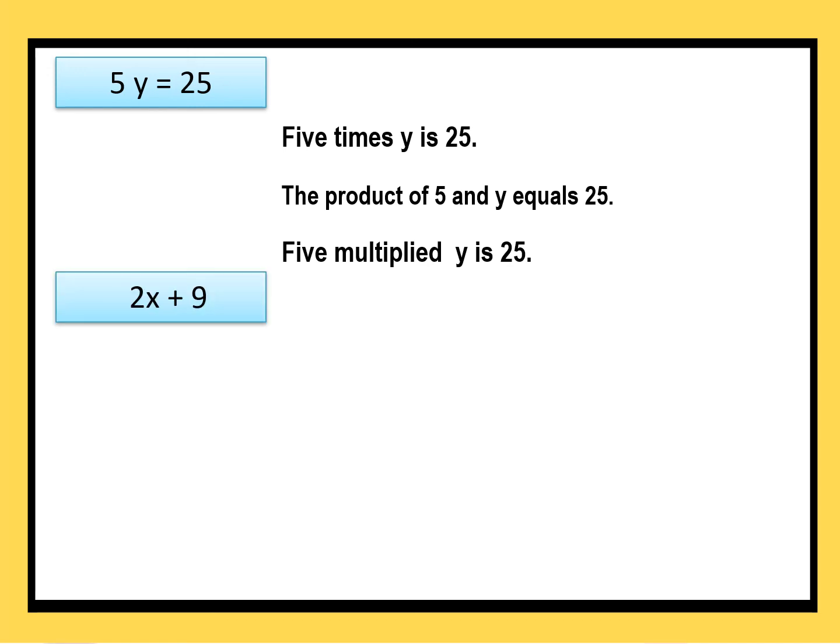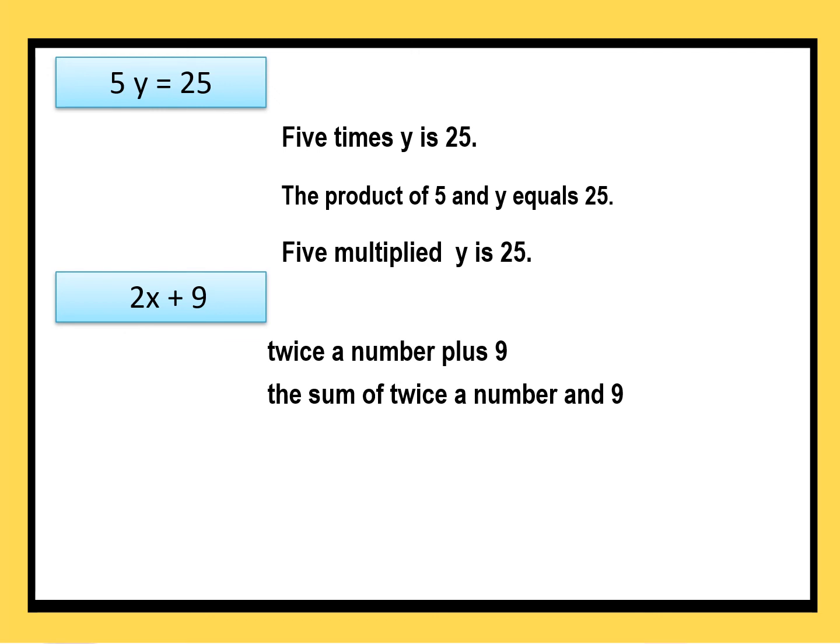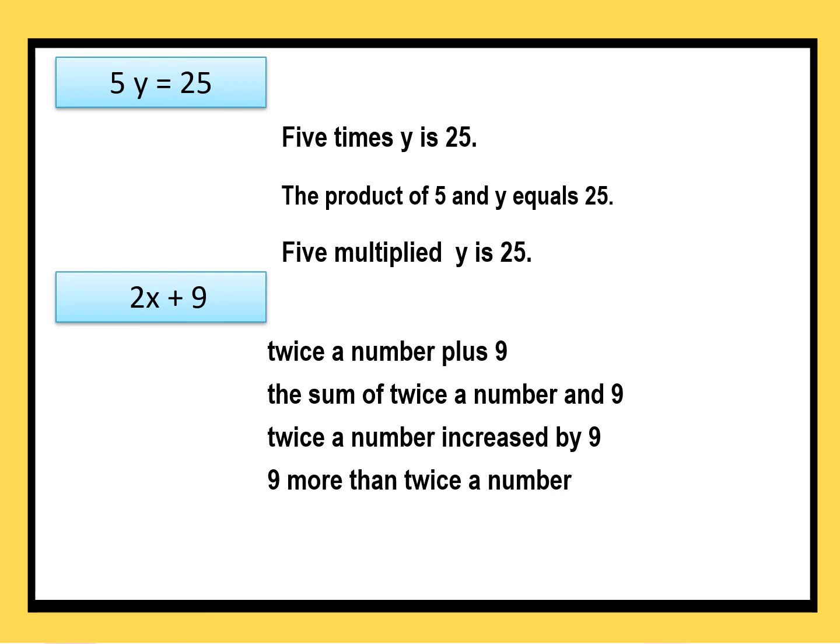Then we have twice a number plus 9. Or pwede rin siyang the sum of twice a number and 9. Or twice a number increased by 9. Or it can also be 9 more than twice a number. Or 9 added to twice a number.